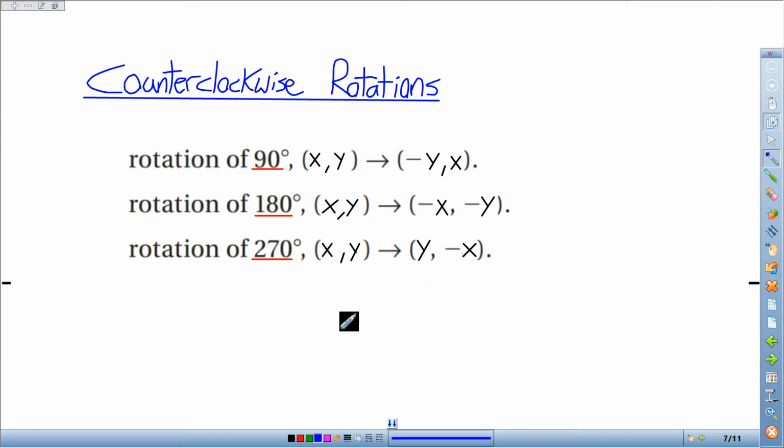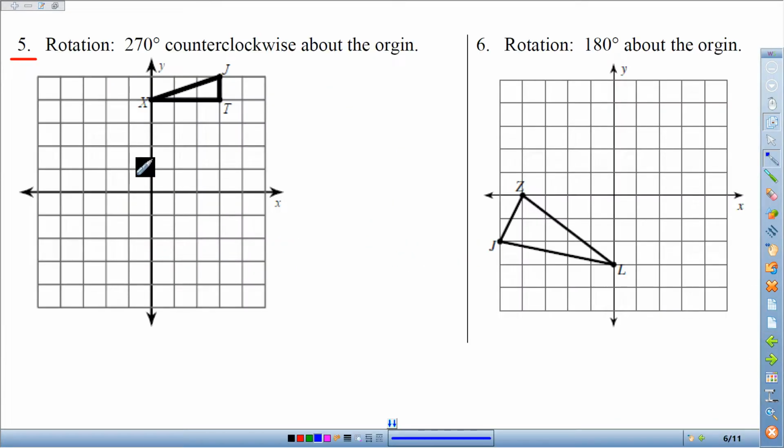Make sure these rules are in your notes because I'm not going to have them up on the board or anything for you when you take this test. Make sure you have them. So let's try it out. First things first, I need to get these original coordinates. So let's start with x.